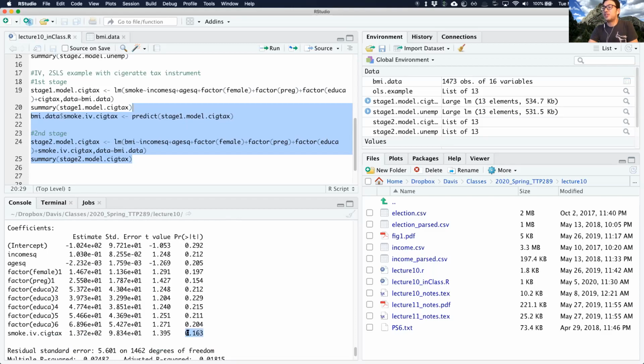Oftentimes, when you have weak instruments, it's just going to say that the effect is not significant, and we do see that here. And in addition, sometimes that can affect a lot of the other outcomes as well. And so that's where some of the uncertainty about the effect propagates through your model. And so this is one of the drawbacks that I was mentioning.